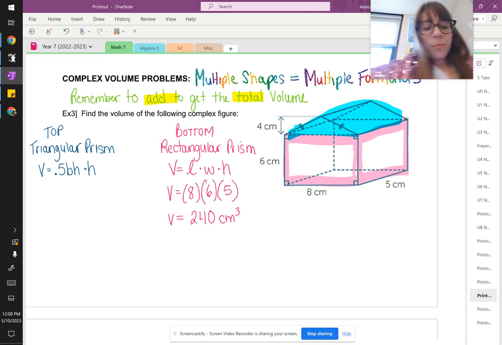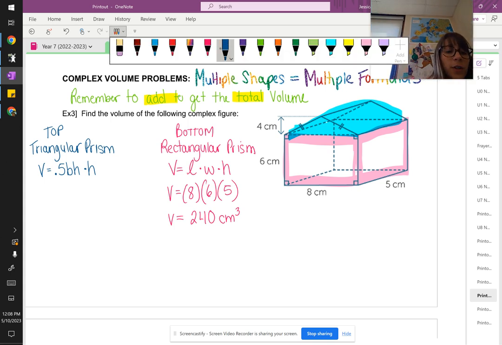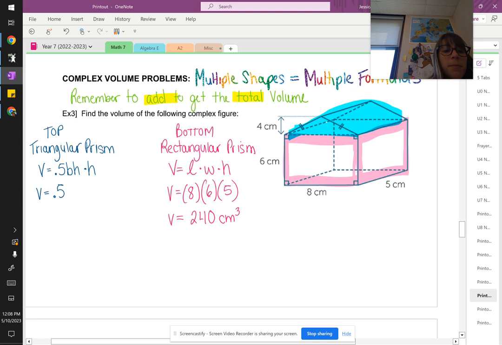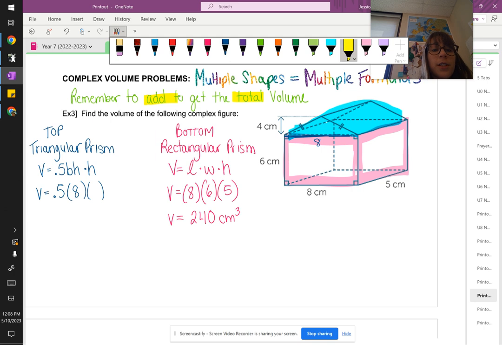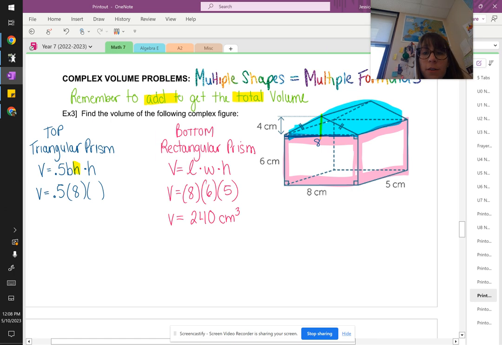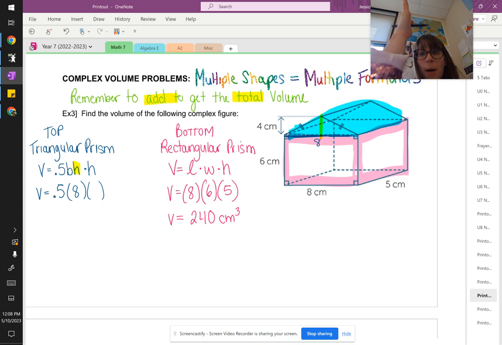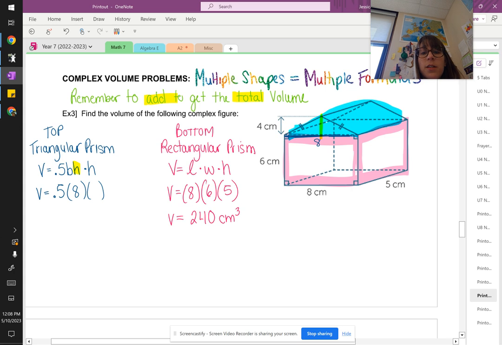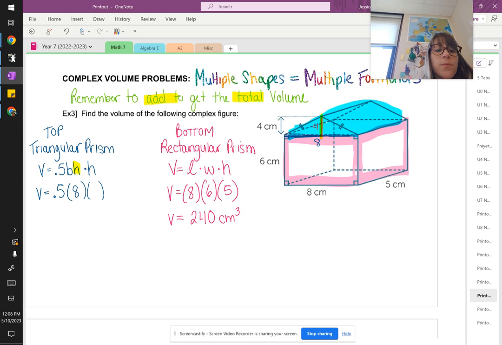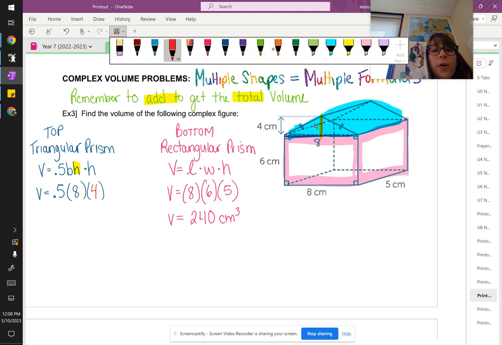Now, your triangular prism can get a little more complicated depending on the way you look at it. Filling in pieces for our triangular prism, the 0.5 stays the same. My base, the base of my triangular prism, is right here. That's the base of my triangle, which is 8 because we know rectangles have opposite sides that are equal. Now, this first h is the height of my triangle. The height of that triangle is how tall it is from the top vertex straight down, making that 90-degree angle. There's nothing inside the shape that tells us, but right here they're telling us that this is 4 centimeters. So the height of my triangle is 4.